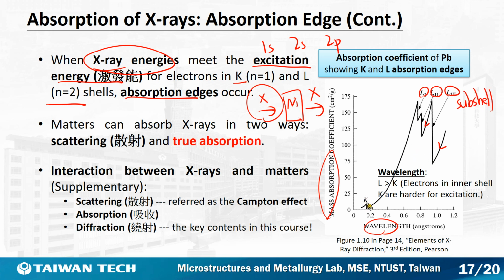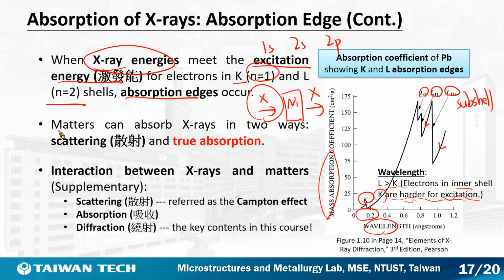And after that, we have K here. For K, it will be very hard because K is very stable. It's the closest shell in the nucleus, so you need a very high energy, that is, a very small wavelength, to have K excitations. Okay, so this is how we said here. For the inner shell, K is very hard for excitation. K would be very hard for excitations.